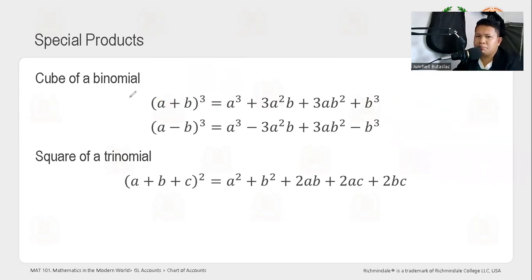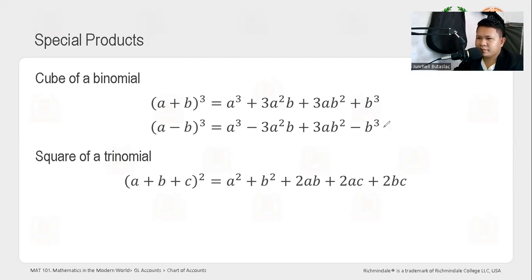Now let's move on to square of a trinomial. It's the same way when we solve the square of binomial or cube of a binomial, but we have to distribute the a plus b plus c twice. So I'll try to solve this here. A plus b.